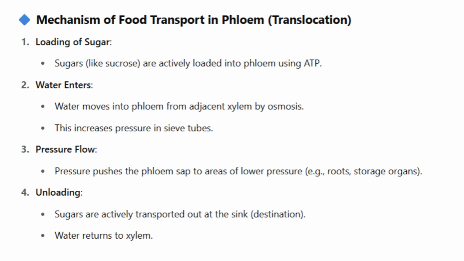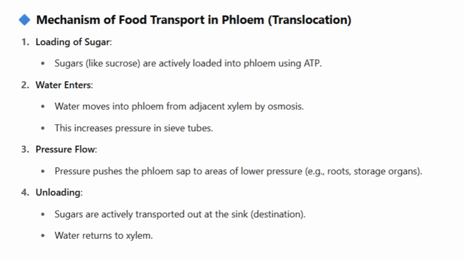Mechanism of food transport in phloem. Translocation. Loading of sugar. Sugars, like sucrose, are actively loaded into phloem using ATP. Water enters. Water moves into phloem from adjacent xylem by osmosis. This increases pressure in sieve tubes.